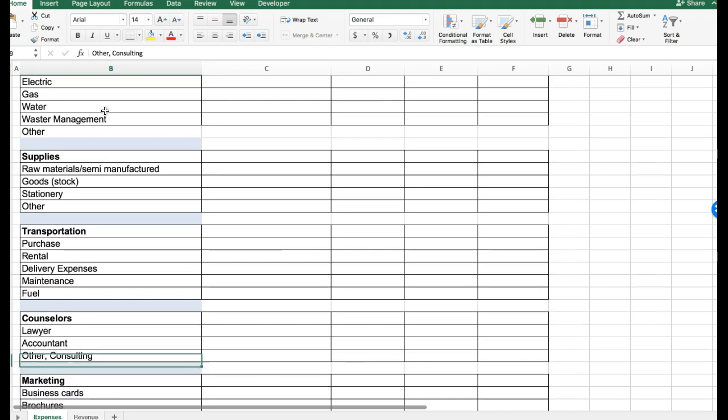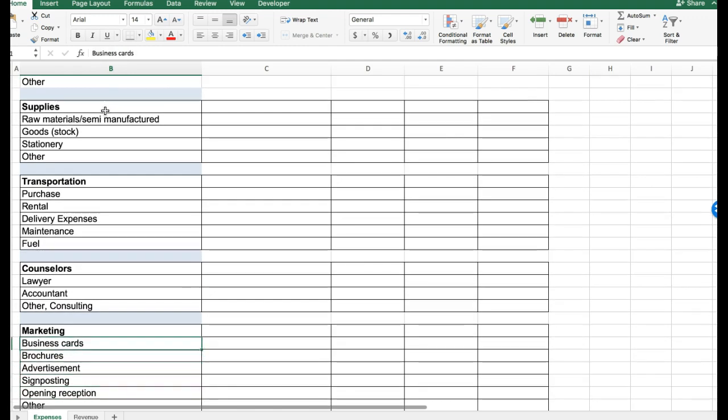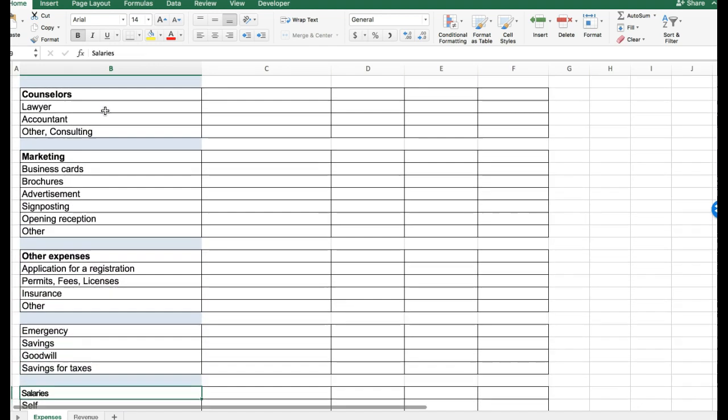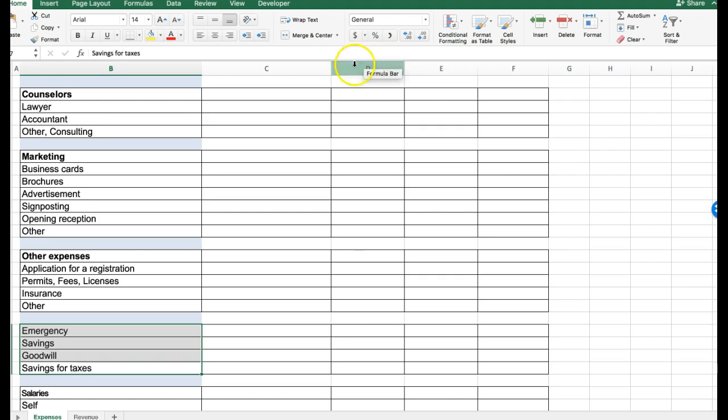You have some lawyers or accountants that you need to pay, and marketing costs, which most of the time people forget to get into the cost. And also we have here at the bottom, emergencies, savings, goodwill, and savings for taxes.